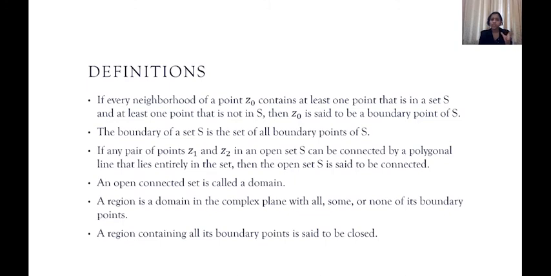Okay, so a region is a domain. And what is a domain? A domain is an open connected set, and a region is a domain which contains all its boundary points, or none of its boundary points, or some of its boundary points. So clearly an open set is definitely a region. Why? Because it does not contain any of its boundary points, so it is clearly a region. And a region which contains all its boundary points is said to be closed. Okay, so these are the definitions that you have to keep in mind.